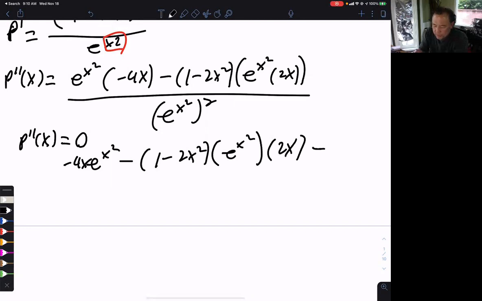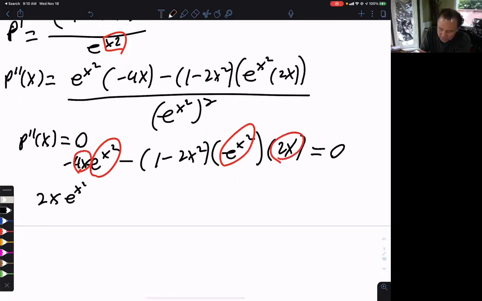I want to set that equals 0. I want to factor out any common factors. They both have an e to the x squared. I'm going to take that out. And they both have a 2x, not a 4. So I'm going to take 2x e to the x squared out and see what's left.